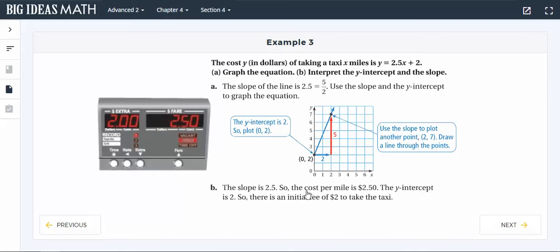So the slope is 2.5, so the cost per mile is $2.50. The y-intercept is 2, so there's an initial fee of $2 to take the taxi. So it means it costs $2 just to get the taxi, but it costs 2.5 per mile as well. So use that to graph it.